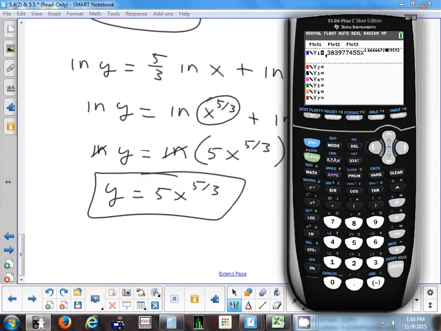It doesn't round them off, though. It's not going to type in 5x to the 5/3. It's going to type it in exactly the way it calculated it. If you want, just type in 5x to the 5/3. But the calculator can remember it and type it in for me.